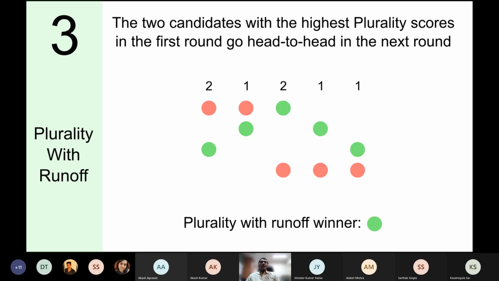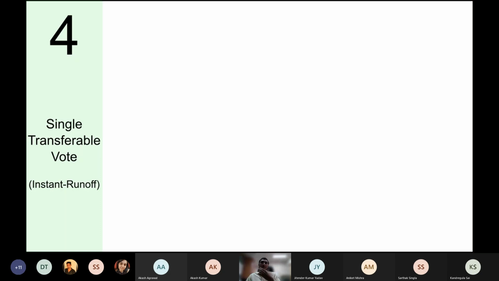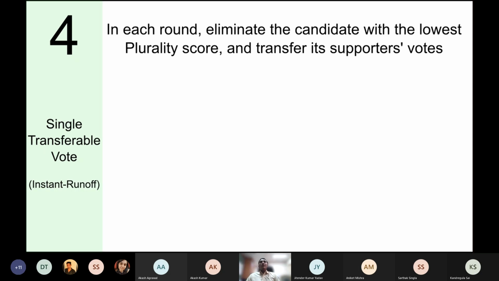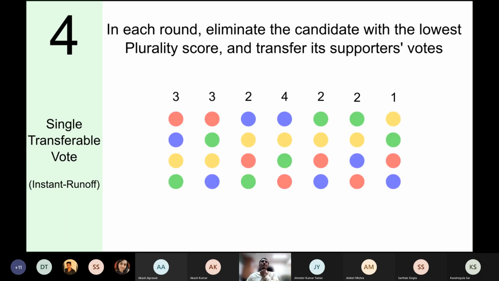Good. Let's look at another multi-round voting rule. It's called the single transferable vote, also known as instant runoff. And in this case, there will actually be multiple rounds, not just 2. And in each round, we are going to eliminate the candidate with the lowest plurality score, and we are going to transfer its supporters' votes to their next favorite candidate. So let's look at an example to see what that means.